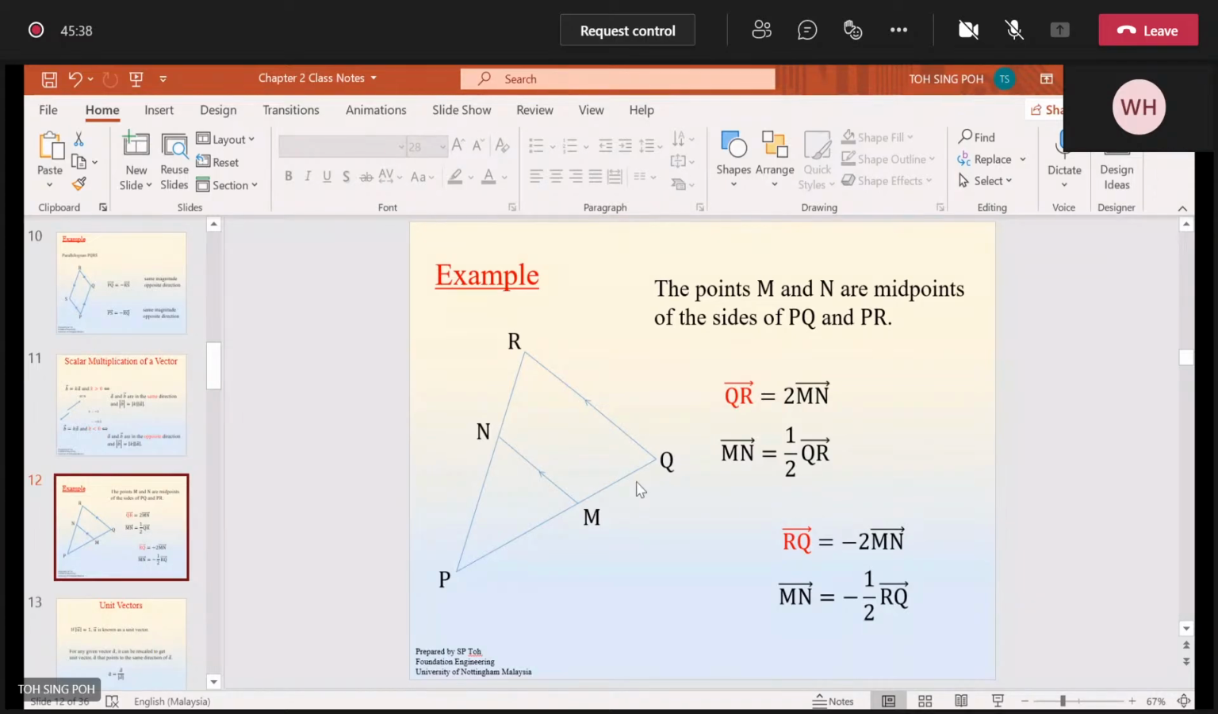Then what I want to emphasize is that when you see this QR equal to 2MN, means that these 2 vectors, they must point in the same directions. Okay, that means this angle and this angle must be the same. And then in terms of length, this one must be 50% of the length of QR. So if you want to make this MN as a subject, then of course you can move this 2 to the left hand side, becomes half. Then you get this relationship. MN equal to half of QR. You can see or not?